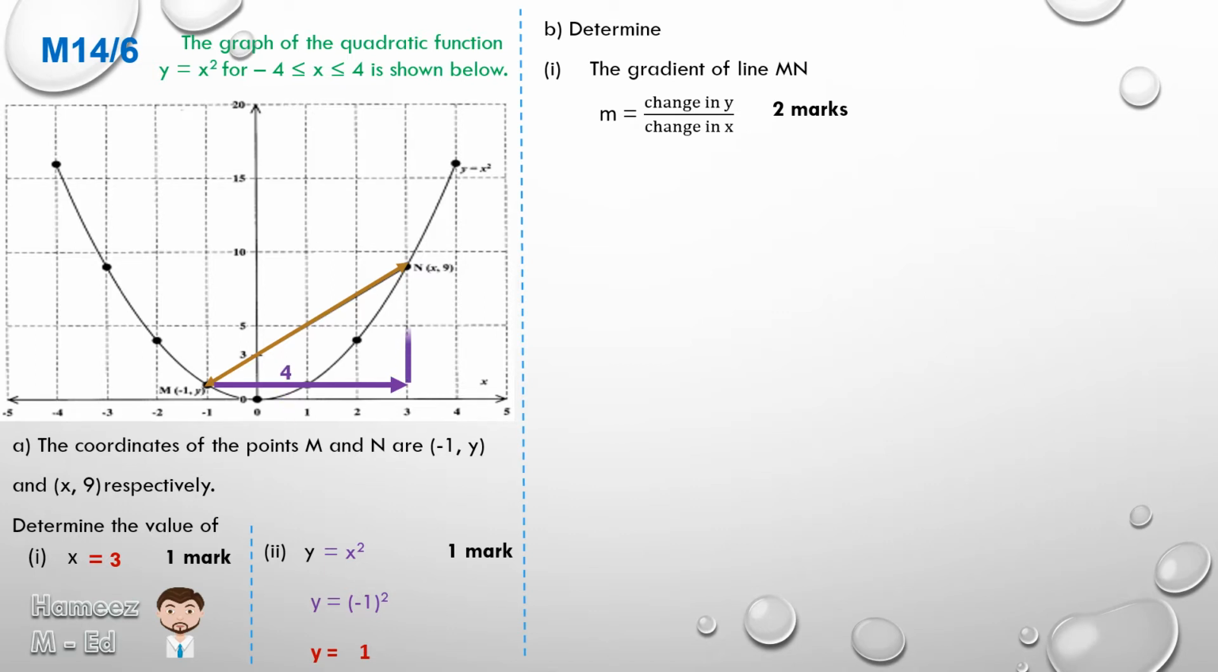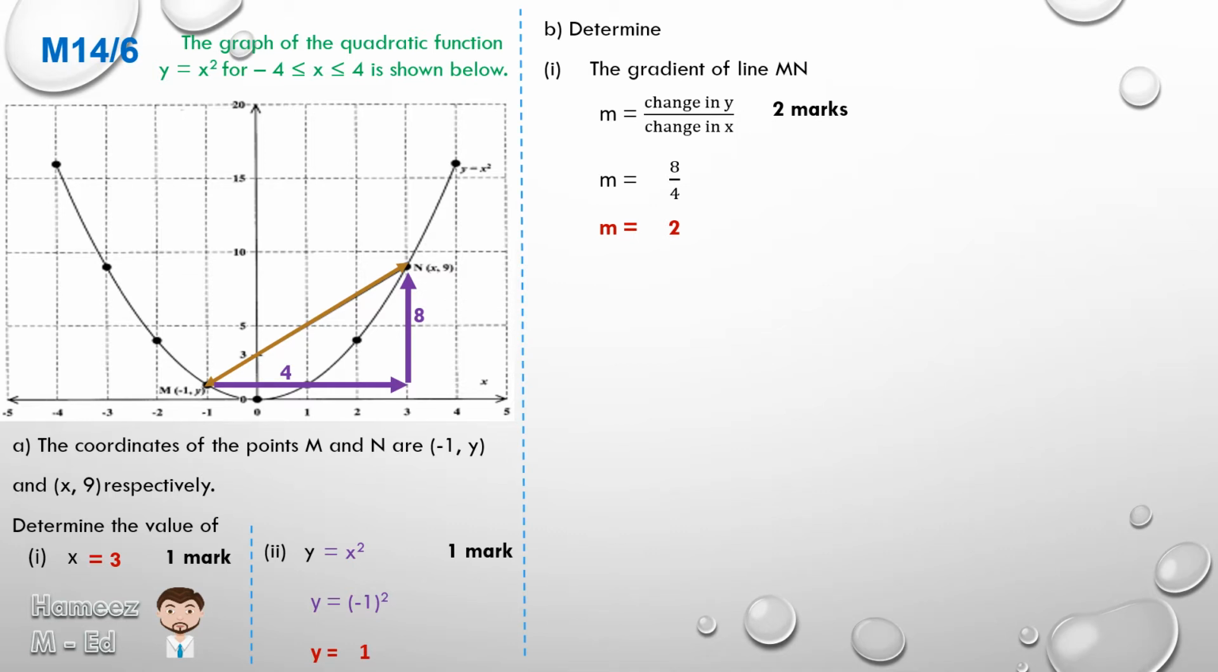And when it reaches there, it now has to go upwards. So remember the y value that we worked out in part A, part 2, it was 1. So it's moving from 1 and going upwards until it reaches 9. Therefore, the change in y is 8. So let's substitute. m is equal to 8 over 4. Therefore, m, which is the gradient of that line, is 2. So we just found the gradient of MN.